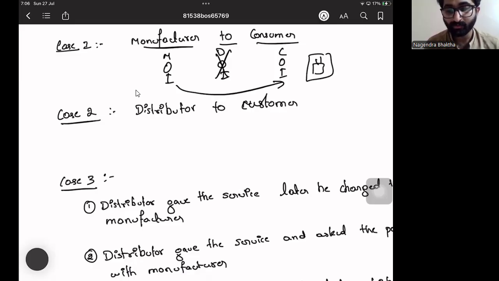If the goods got some issue, then the manufacturer will directly give the services on these goods and will charge nothing, rupee zero. We have discussed that if there is no consideration, then there will not be a supply. There will not be any supply. Clear? Because there is no consideration.